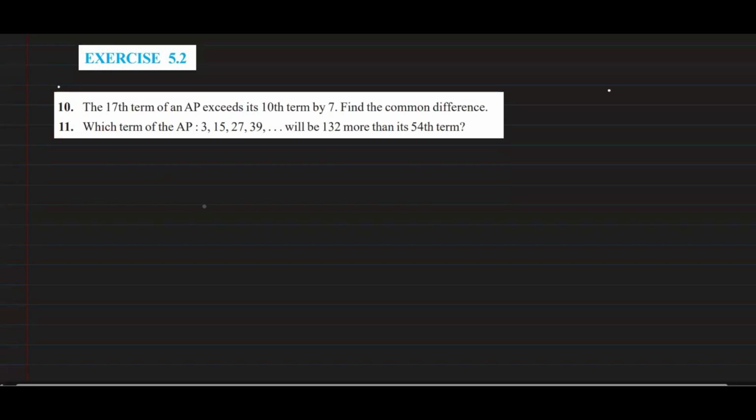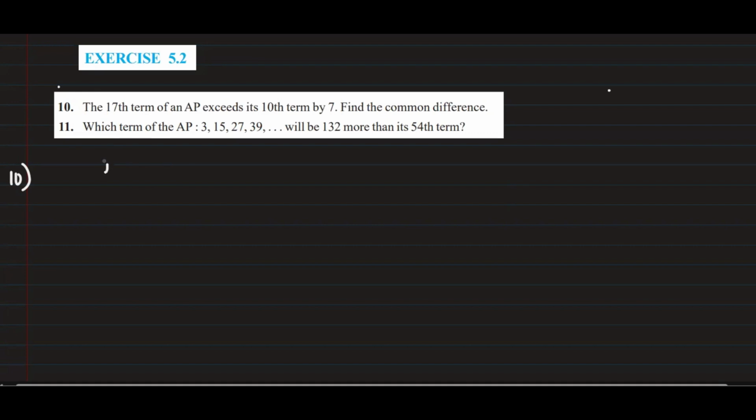So in today's video, let's see how to solve question 10 and question 11 of exercise 5.2, Chapter 5, Arithmetic Progression, class 10. Okay. So question 10. The 17th term of an AP exceeds its 10th term by 7. Find the common difference. We'll have to find what is D here.